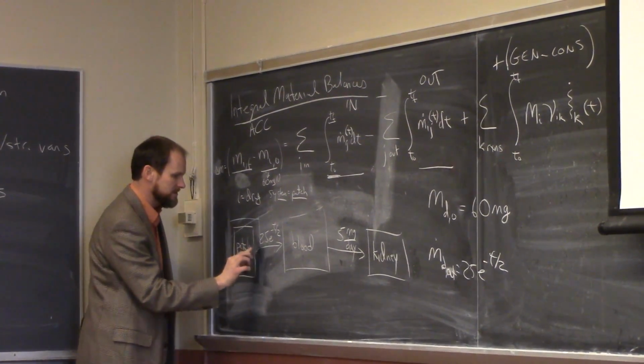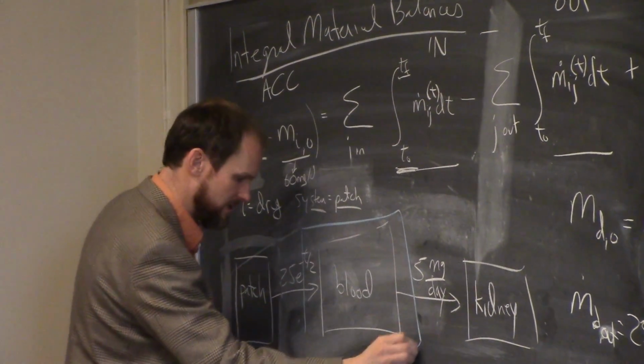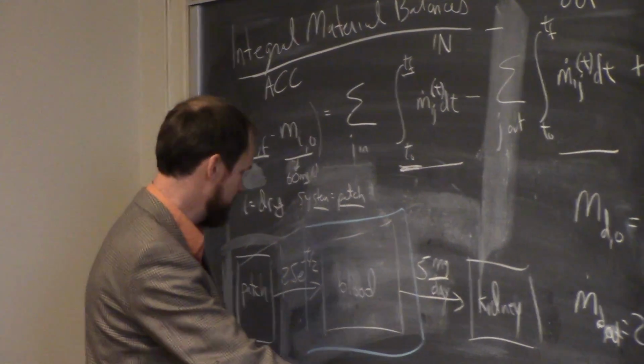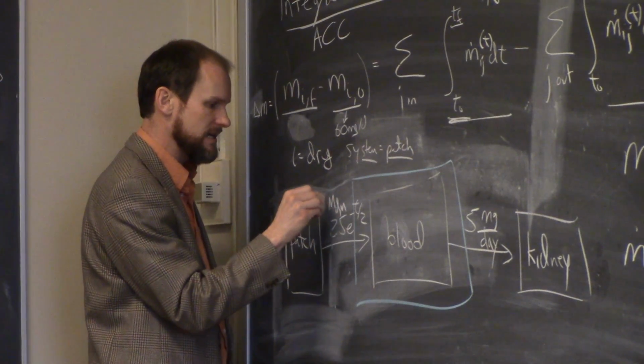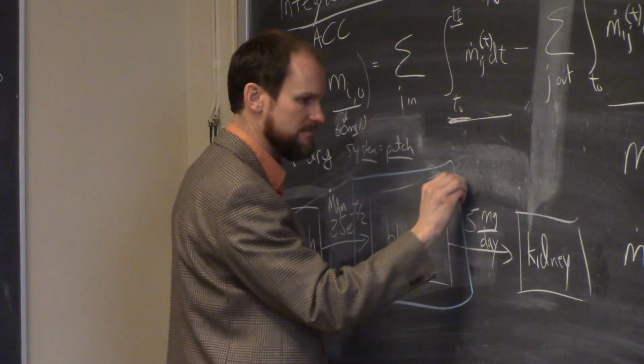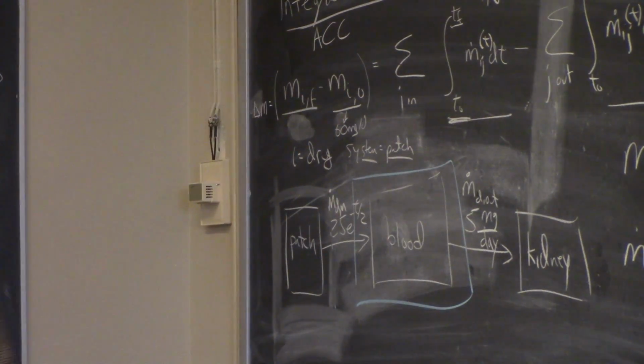So we want to hold up the bloodstream. This is often the case in chemical engineering. You need different systems to answer different questions. Now we'll look at the blood. So now this is going to be mass of drug in dot, and this is going to be mass of drug out dot. So we've got a rate going in and a rate going out.